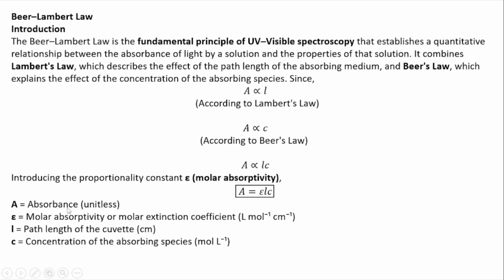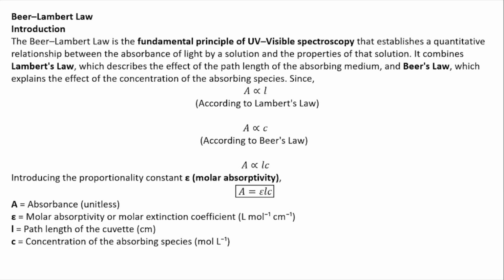Capital A is absorbance. Epsilon is the molar absorptivity or molar extinction coefficient, having unit liter per mole per centimeter. L is the path length of the cuvette or sample container in centimeters, and small c is the concentration of the absorbing species, in mole per liter. Now we have to see the complete derivation of Beer-Lambert's law.